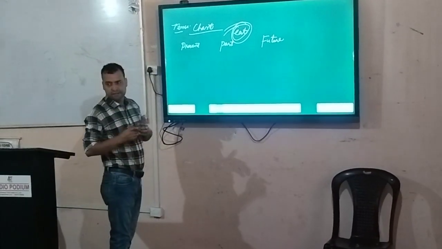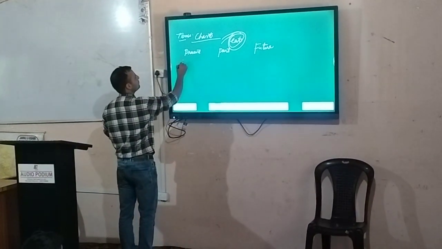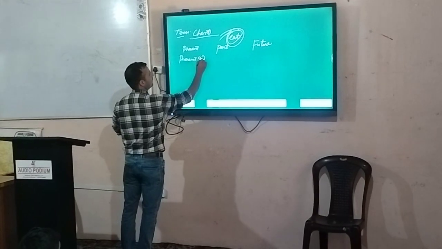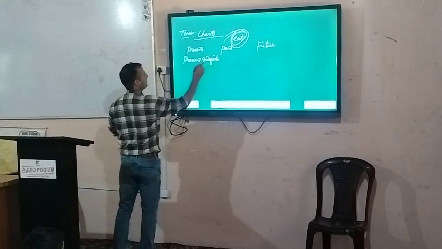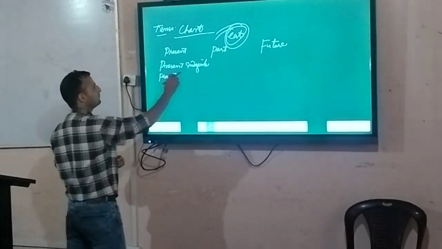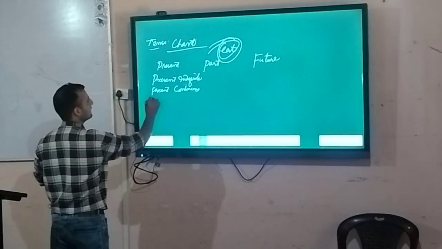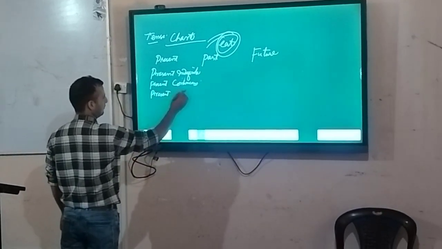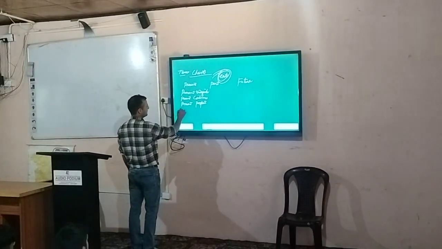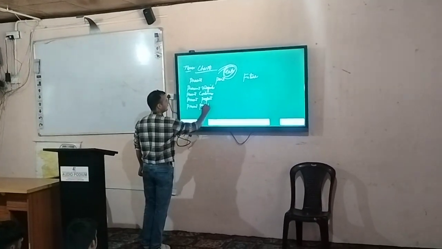We had present, past, and future. In present, first one is present indefinite. Second one is present continuous. Third one is present perfect. Fourth one is present perfect continuous.